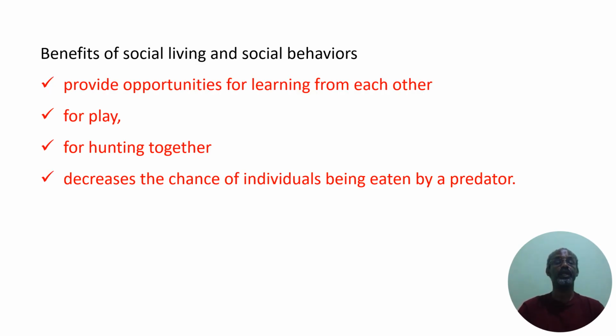Benefits of social living or social behavior. What does social behavior give to the members of the group? It provides opportunities for learning from each other. When you live as a group together, there is a chance for one to learn from the other. This is one advantage of social behavior. The other is play. The kids may play, or even the adults may play whenever there is a need. Play is one advantage of living as a social group.